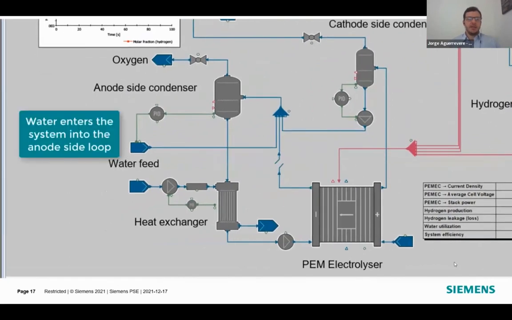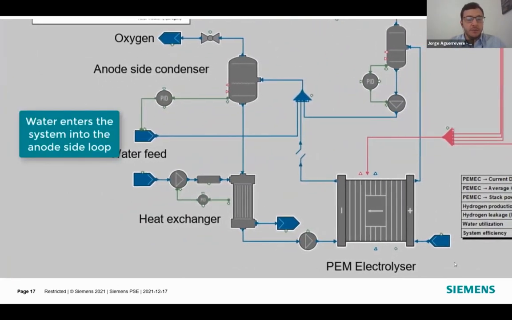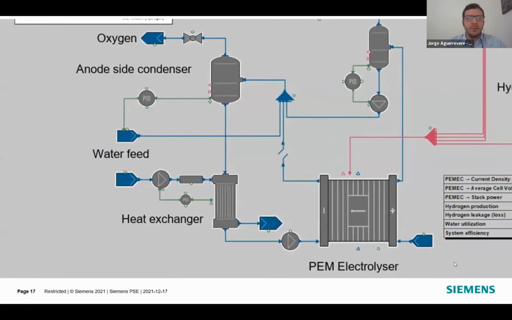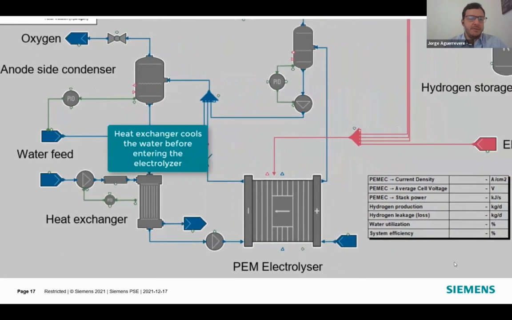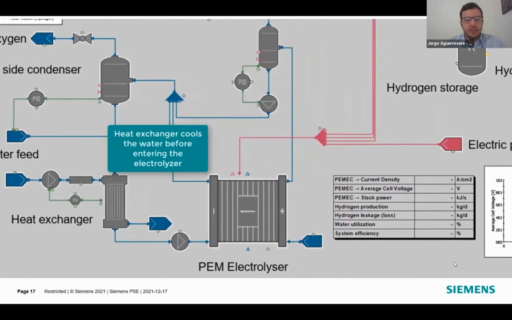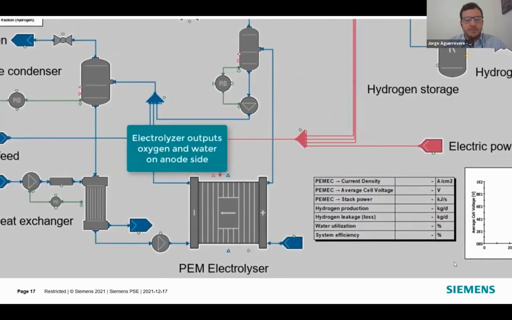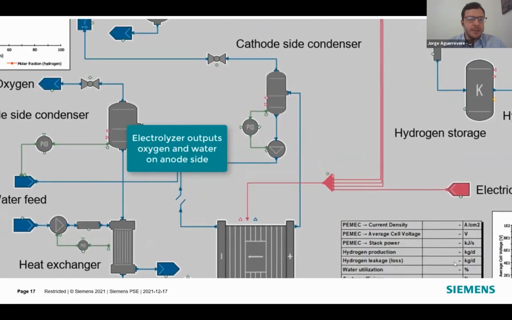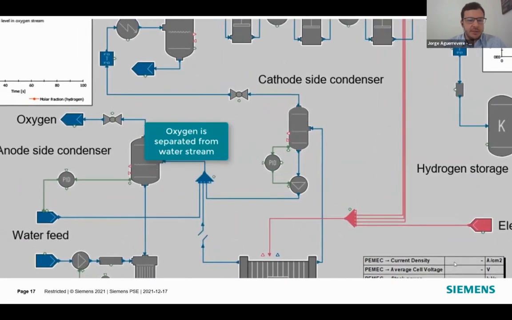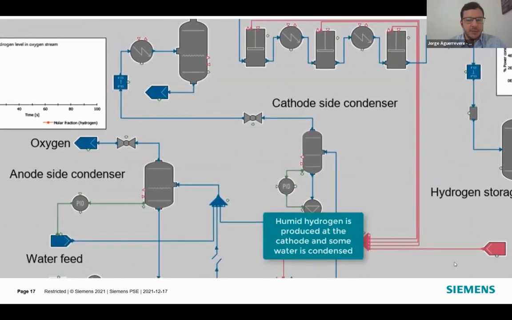So we'll start by looking at what the system configuration is that we're looking at. It starts with a feed of water into the system. That water goes into a tank and then flows into a heat exchanger before it goes into the electrolyzer. Now, from the electrolyzer, you get one stream that has oxygen and water, and that goes into the initial tank where the oxygen is separated and the water is sent back down to the heat exchanger.